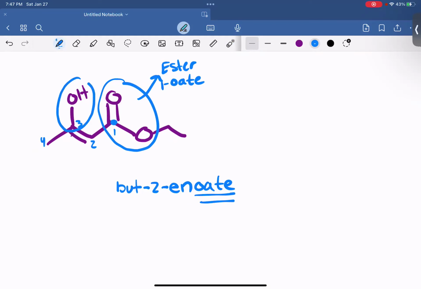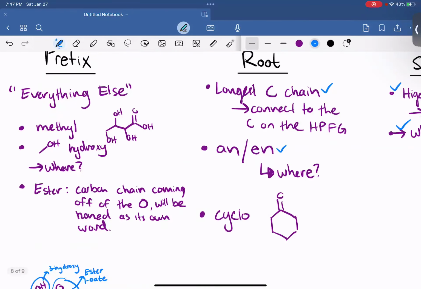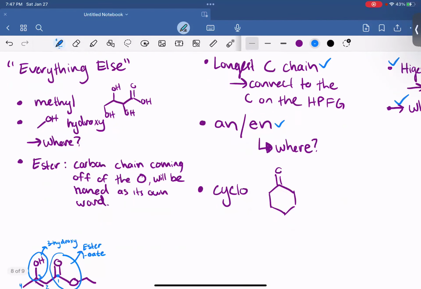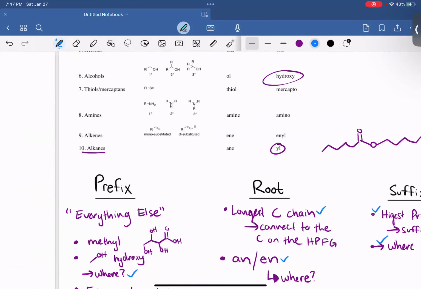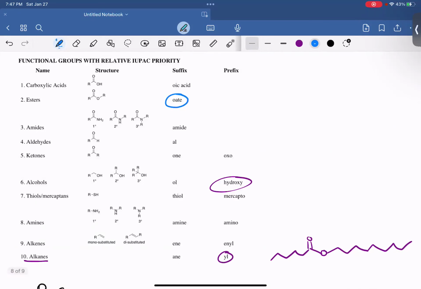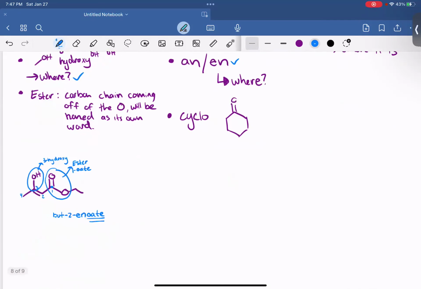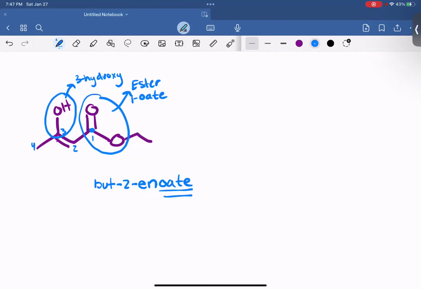So what else do we have? We have an alcohol coming off of the 3 carbon. So that's a 3-hydroxy. We have to label where it is. And I'm showing you that if it's an alcohol, it'll be named hydroxy if it's not the highest priority functional group. So we'll put that out front.